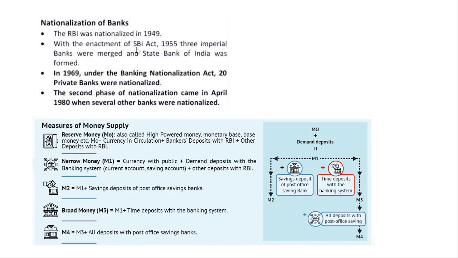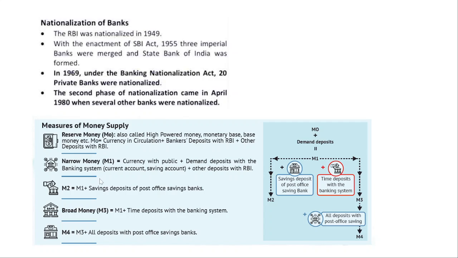So this nationalization of banks is very important. We've seen, 1949 RBI was nationalized. Then 1955 SBI, SBI Act 1955. Three imperial banks were merged and State Bank of India was formed. Previously, the RBI function was being carried out by the imperial bank. Later on it was merged into the SBI. In 1969, 20 banks were nationalized, and in 1980 the second phase of nationalization, all the remaining banks were nationalized at that time.